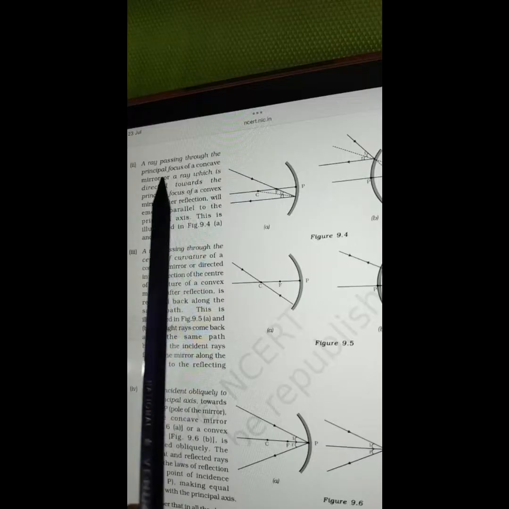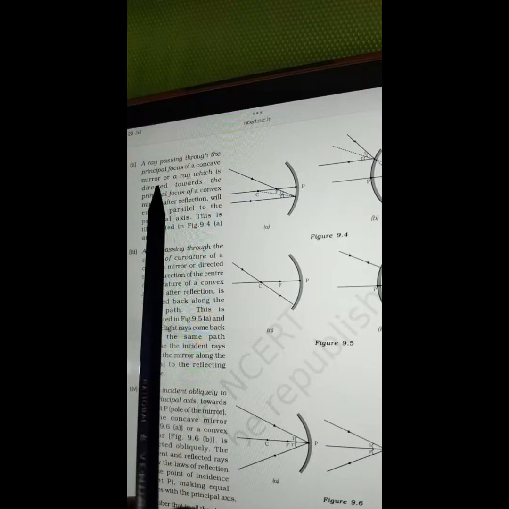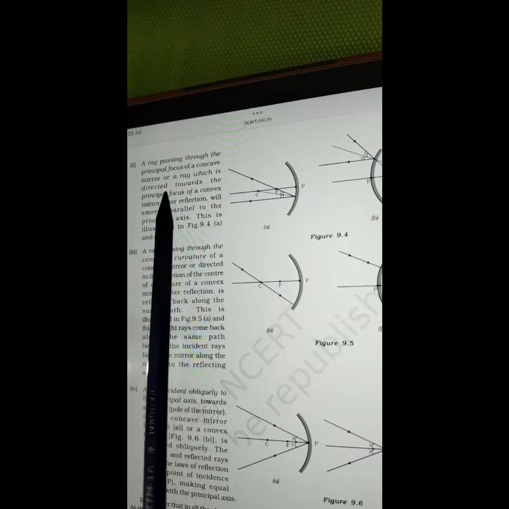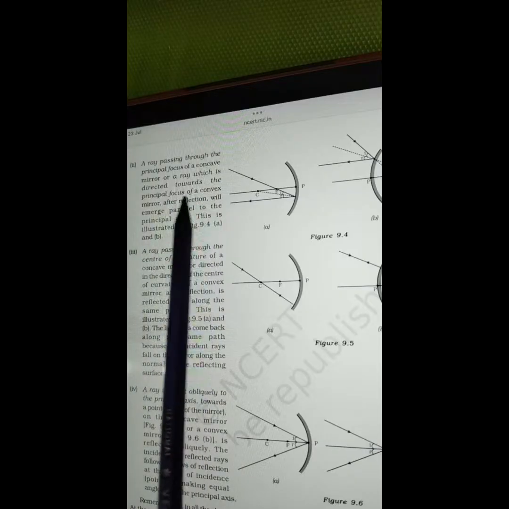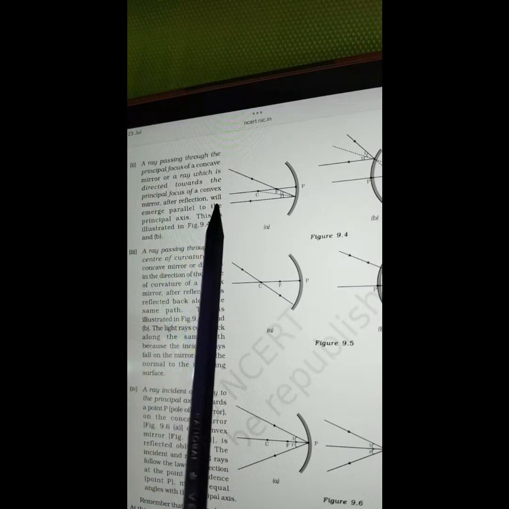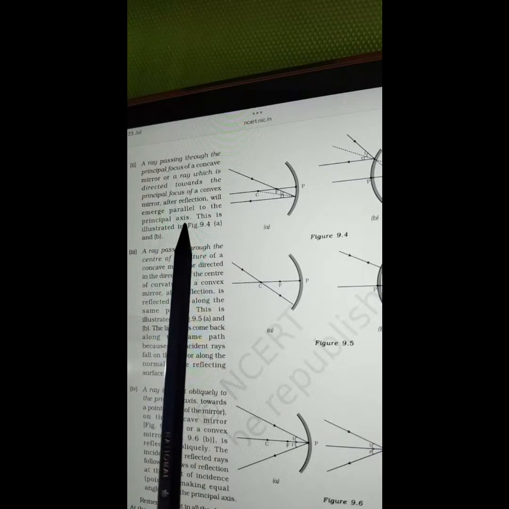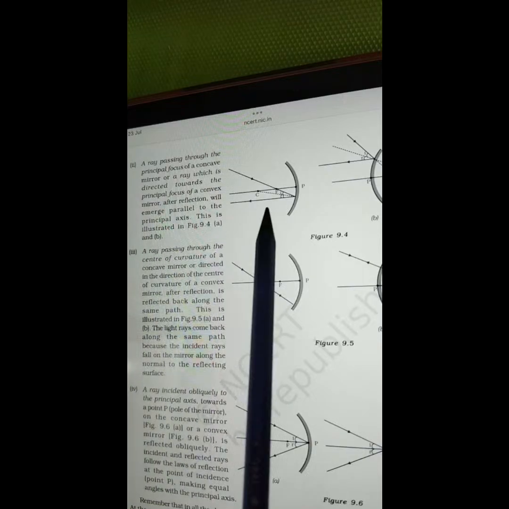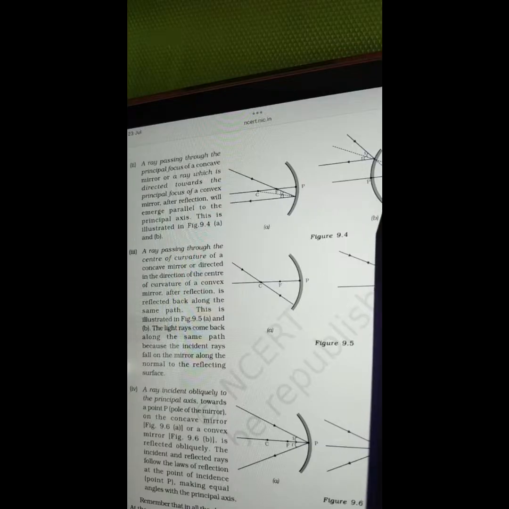A ray passing through the principal focus of a concave mirror, or a ray which is directed towards the principal focus of a convex mirror, after reflection will emerge parallel to the principal axis. This is illustrated in figure 9.4 a and b.